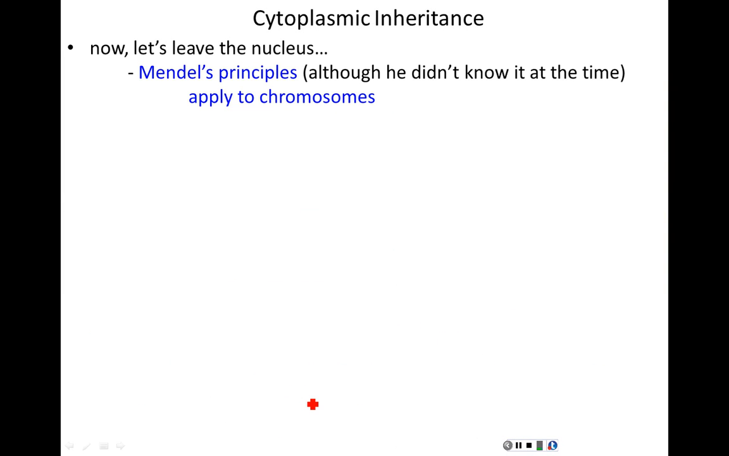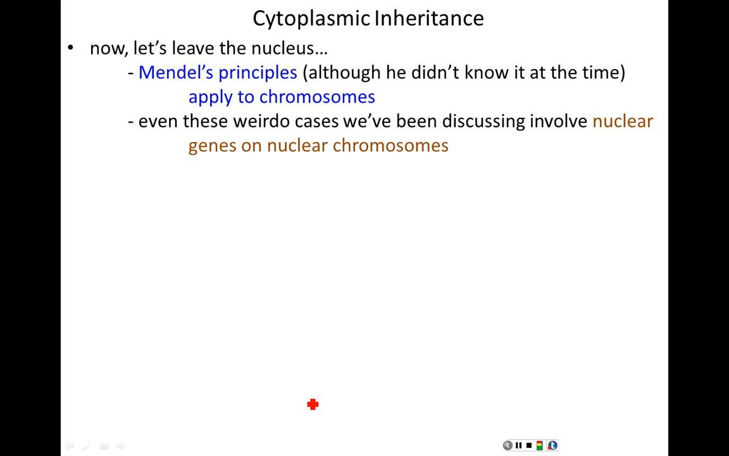Moving on with weirdo things. We'll talk a little bit now about cytoplasmic inheritance. We're actually going to leave the nucleus for once in this class. Mendel's principles, and in fact everything we've been talking about up until now, has applied to nuclear chromosomes, chromosomes of DNA found in the nucleus. Mendel didn't know that at the time, of course. We didn't even know what chromosomes were. We were just starting to scratch the surface on them. But still, that's what his theories and laws discuss.